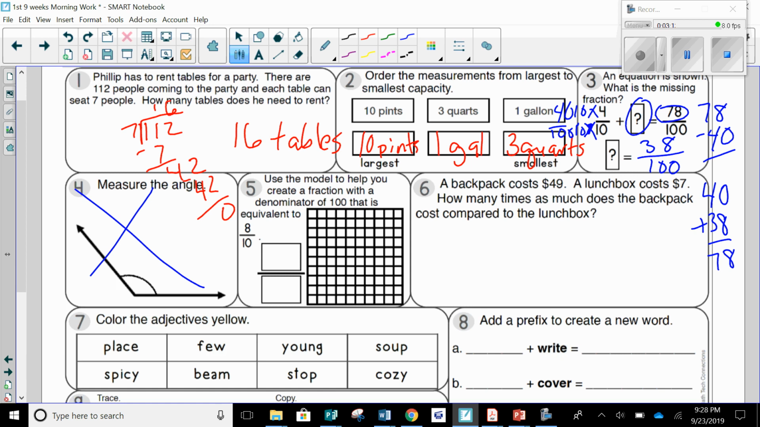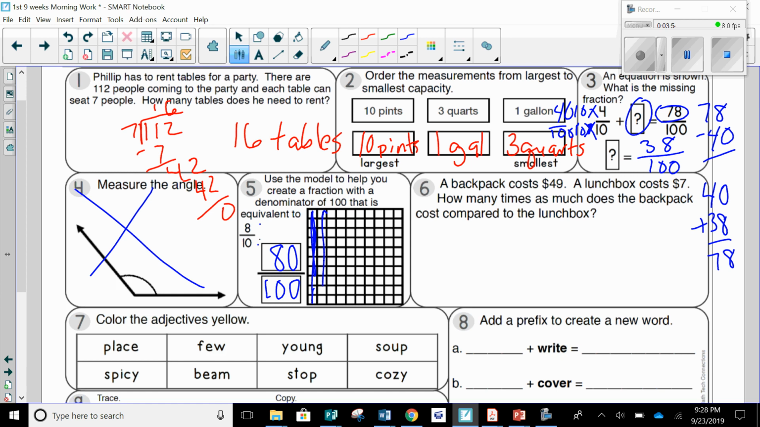Number 5 says to use the model to help you create a fraction with a denominator of 100 that is equivalent to 8 over 10. Well, if I have 100 little squares here, my denominator is going to be 100, and if I multiply my bottom number by 10, I need to multiply my top number by 10. So I'm going to have 80 here. To represent that, it's going to be a little hard for me to shade on here, so I'm just going to kind of do that.